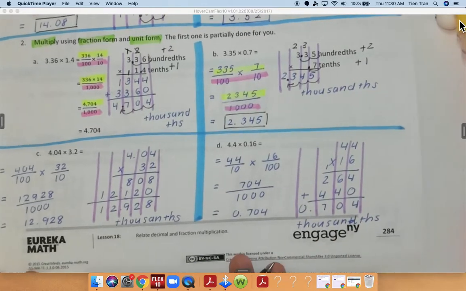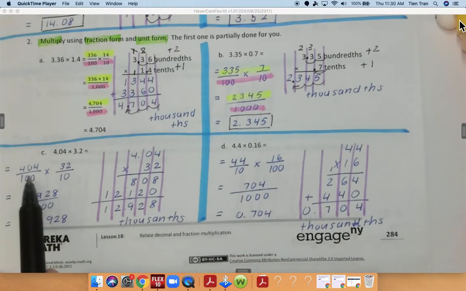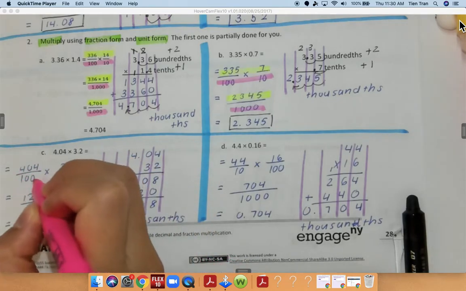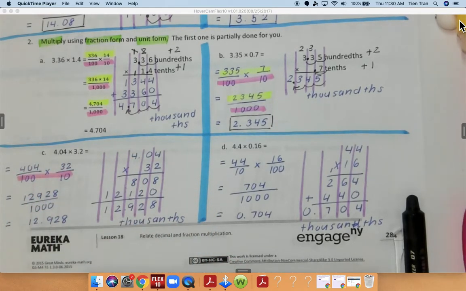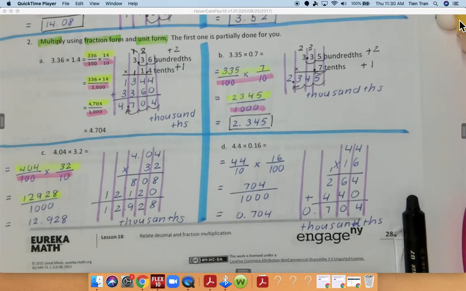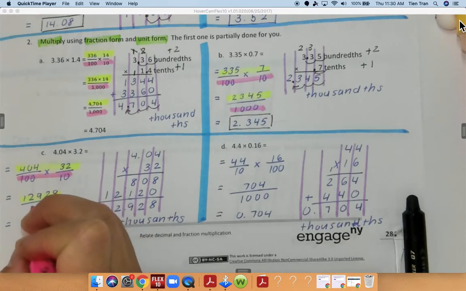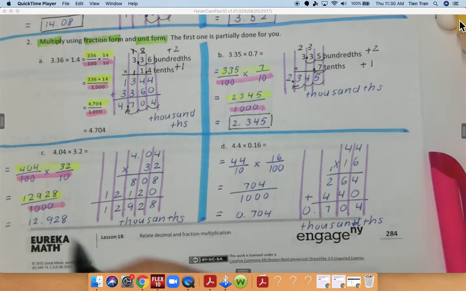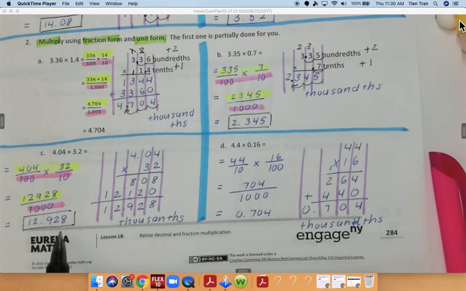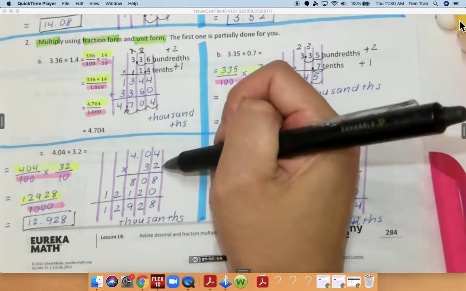Moving on to problem C, we have 404 hundredths times 32 tenths. So first I'm going to multiply my numerator, which gives me 12,928, and my denominator is 1,000, and in the end we get 12 and 928 thousandths. I need to multiply on the side.